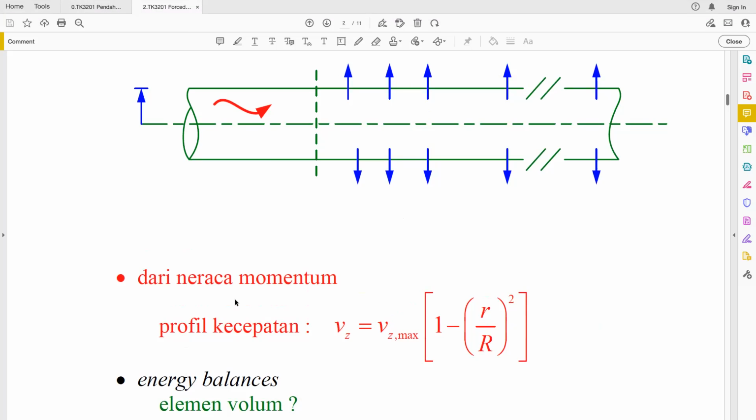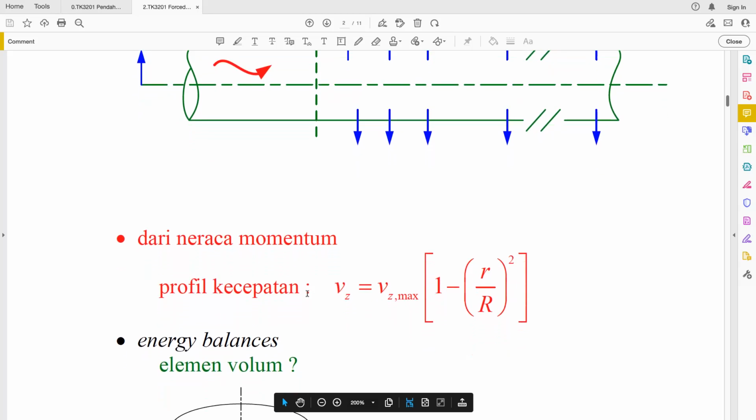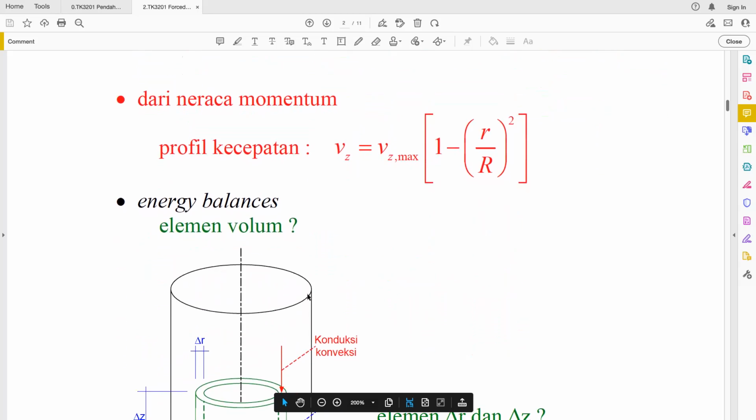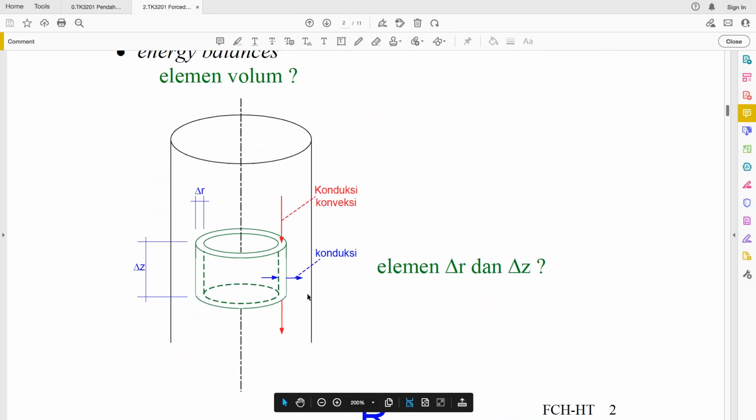So from the momentum balance, you have the velocity profile, which is Vz, but in some other cases we just say that the velocity is the average velocity. And after that, we do the energy balance.